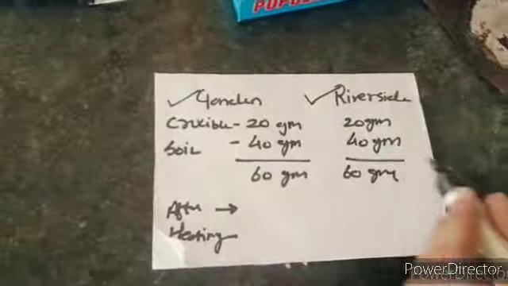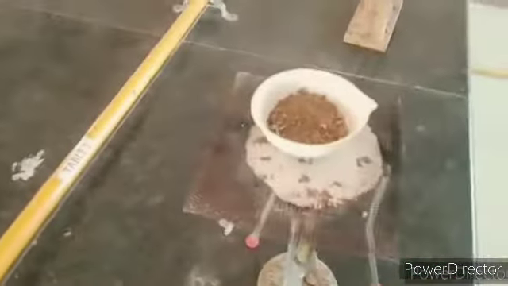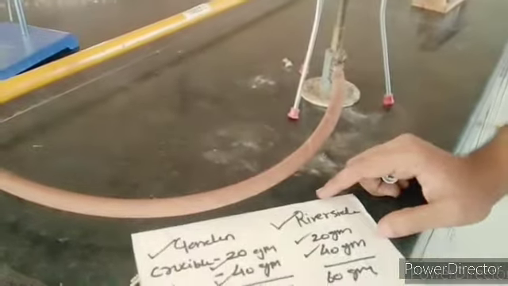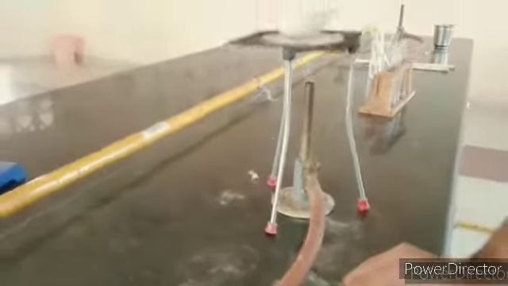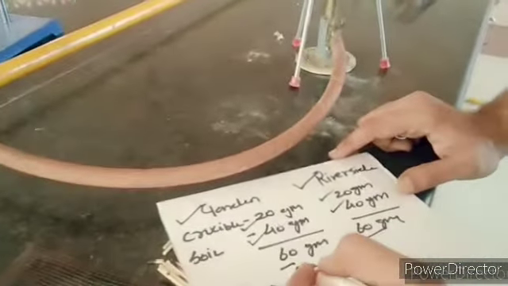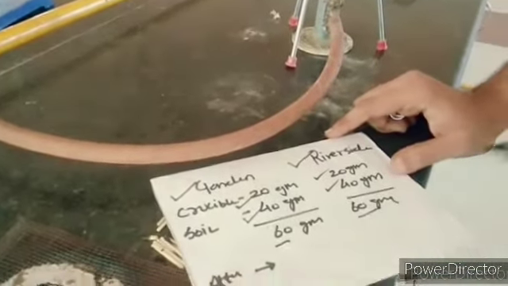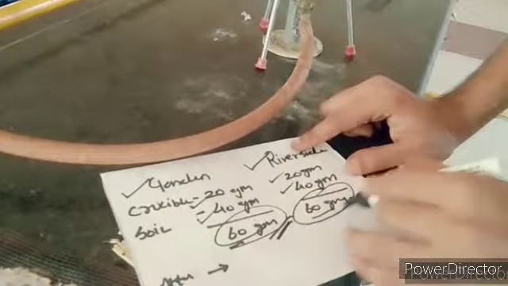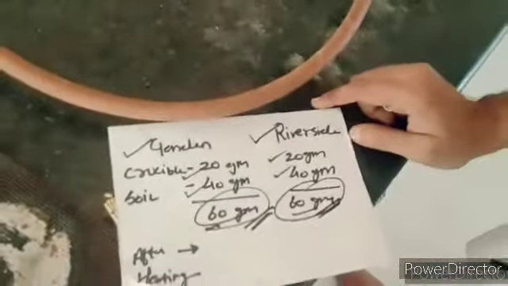The crucible you see here weighs 20 grams for both, 1 and 2, plus the soil which I have equally measured, that is 40 grams with a weighing balance. Altogether it is 60 grams, and 60 grams for the other one. Now after heating, let me see how much water it loses and what the weight is. Now it should reduce. Let us see how much it gets reduced. That is the moisture content of the soil.